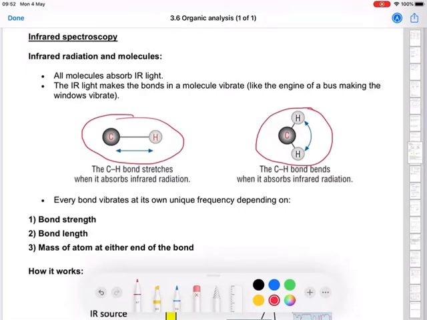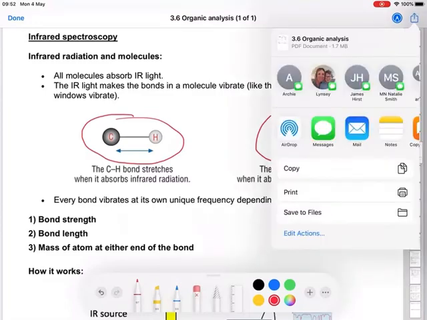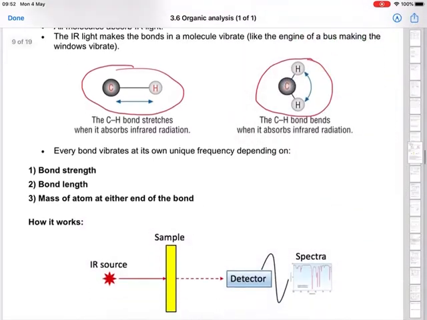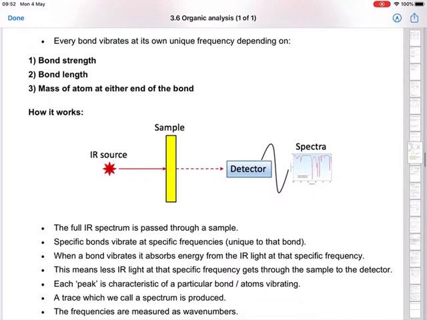Now, the reason that bonds have their own unique specific frequency is because of several factors, and the three are outlined here. The strength of the bond determines what frequency it's going to naturally resonate at. The bond length is also going to determine what frequency it's going to naturally resonate at, and then the mass of the atom at either end of the bond.